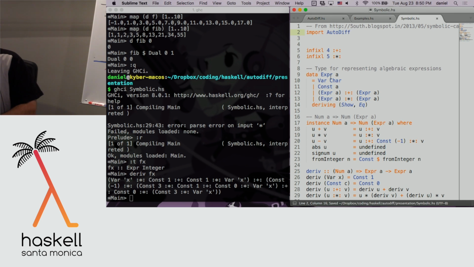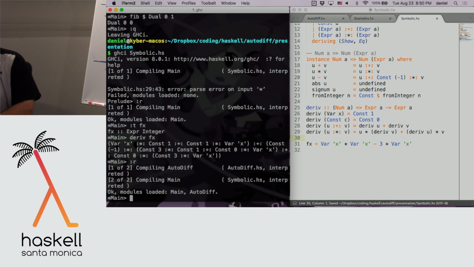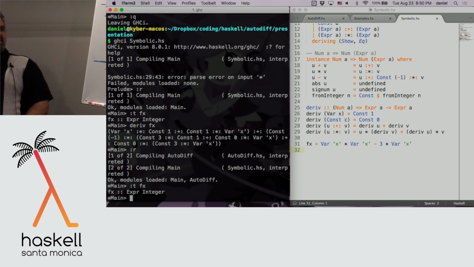Okay, we can just import autodiff, and deriv is its own thing, so there's no name collision. So let's reload. We have autodiff in addition to our other stuff. Let's look at the type of fx. It's an expr integer.